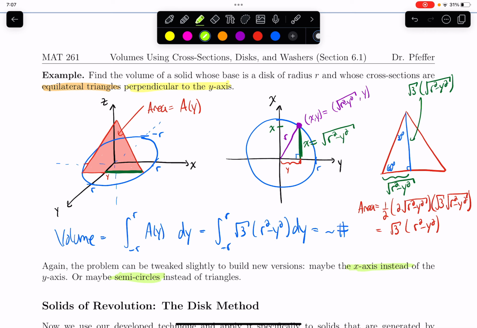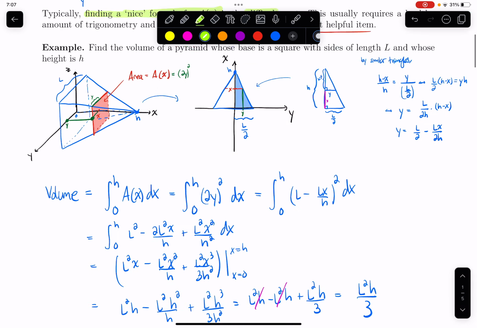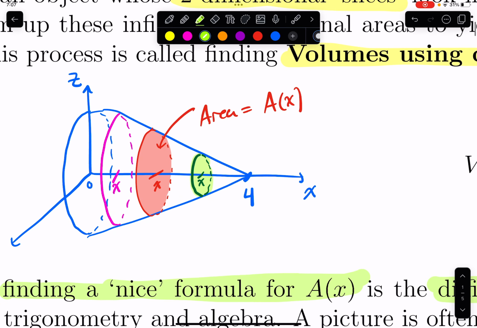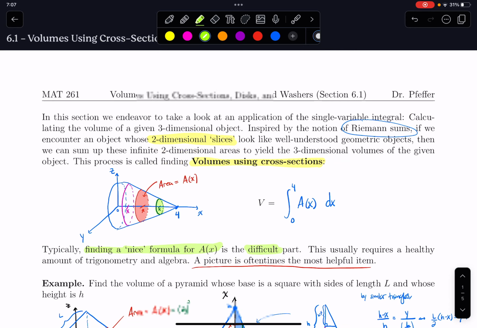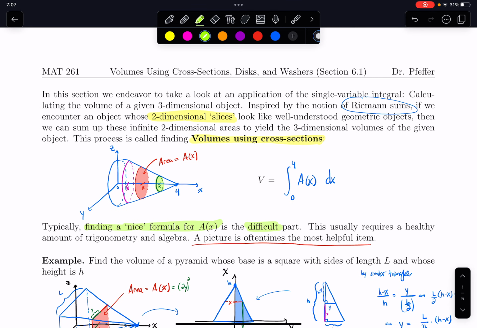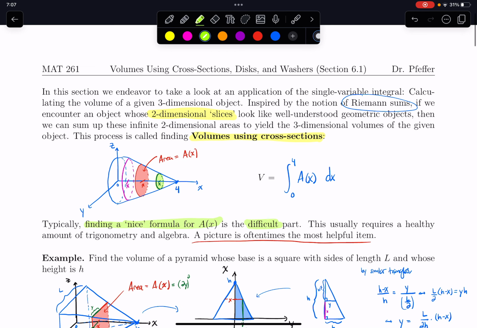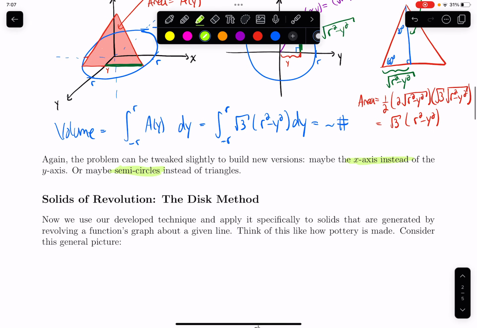Situations where finding the value of your area is a little easier is more or less what we started with here. When you're taking slices and those slices look like discs, the situation gets a lot easier to navigate. So much so that that particular subcase gets a special name. This is known as finding volumes by what's called disks, and as we'll see in a little bit, also by what's called washers. But let's start by talking about disks.